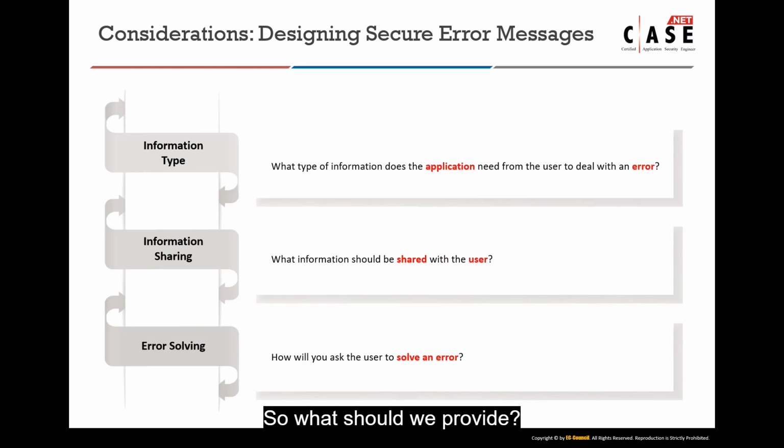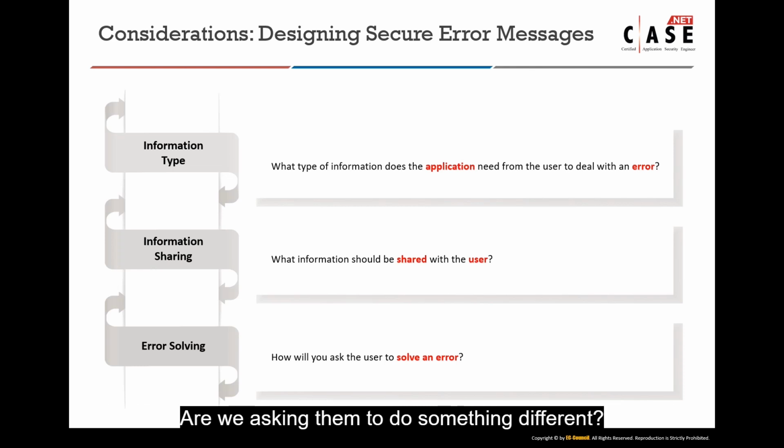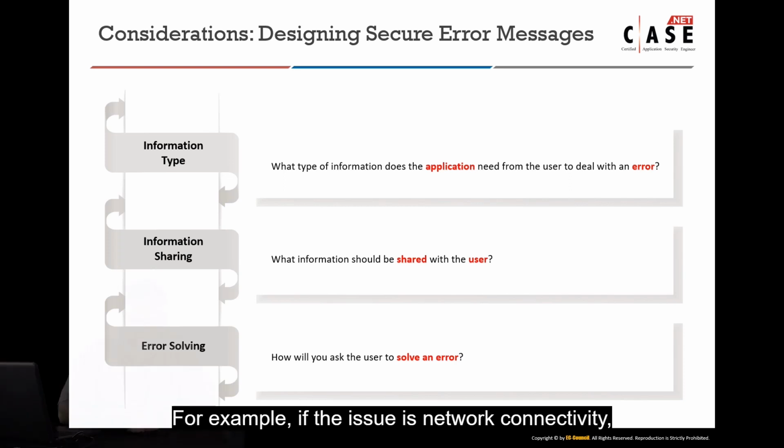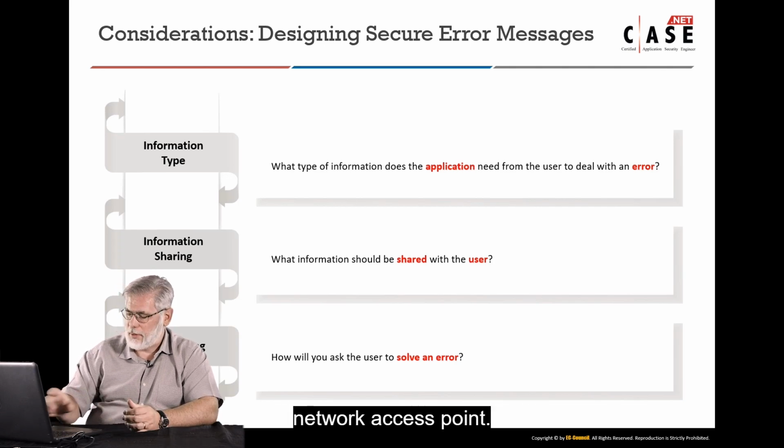So what should we provide? We need to consider the type of information. What does the user need to see? What should be shared with the user? And is there some way we're asking them to solve something? Are we asking them to do something different? For example, if the issue is network connectivity, we might ask them to ensure they're connected to a valid network access point.